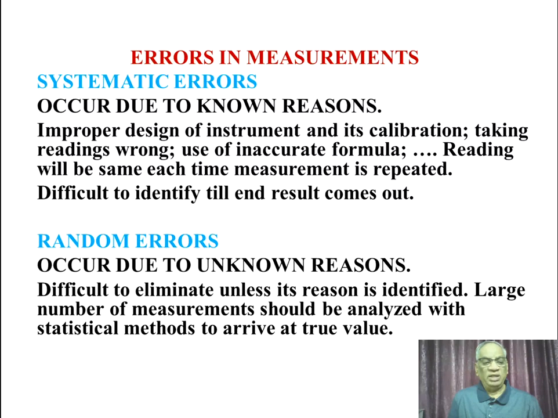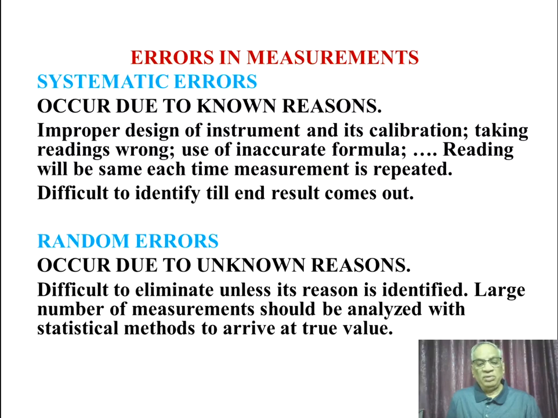It is difficult to identify that there is some error unless you know the reason for it. Once you know the reason, you can apply a correction for that, and then you can avoid the systematic errors. But random errors are different because we don't know the reason for which it is happening. So it is difficult to eliminate unless we know exactly where the problem is coming from.